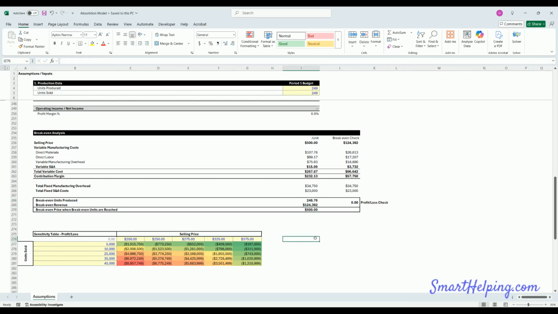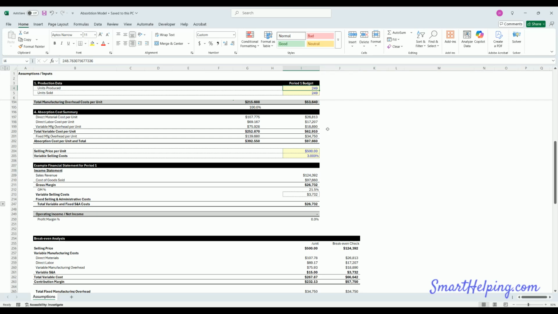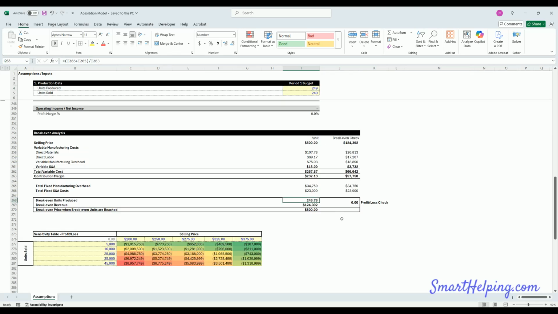To me, one of the most important takeaways is the break-even units produced, which tells you how many units you have to produce here, holding all else true, to at least break even. And obviously you're going to have to sell that many. That's an important number.